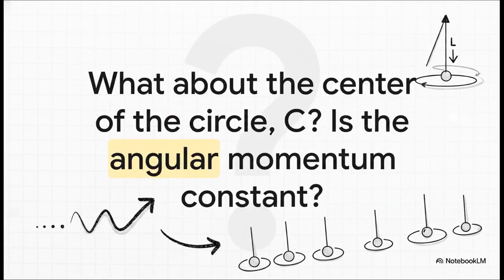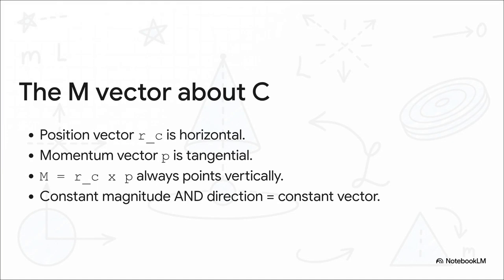Okay, if not the suspension point O, let's try another spot. What about the dead center of that horizontal circle the ball is tracing out? Let's call that point C. Is the angular momentum vector constant when we measure it from there? Let's really think about the angular momentum vector M from this new point, C. Remember, M comes from the cross product of the position vector r and the momentum vector, p.